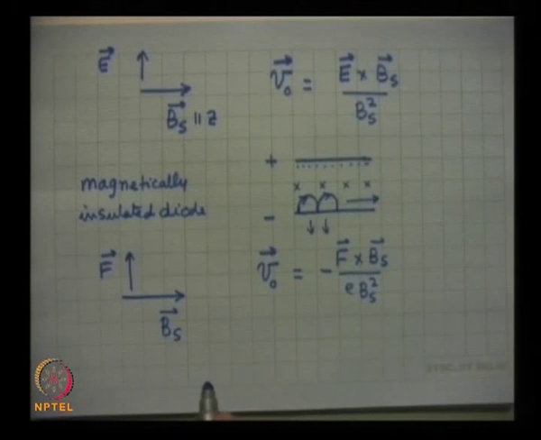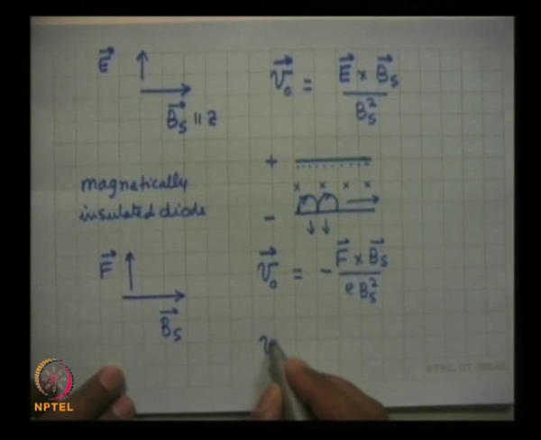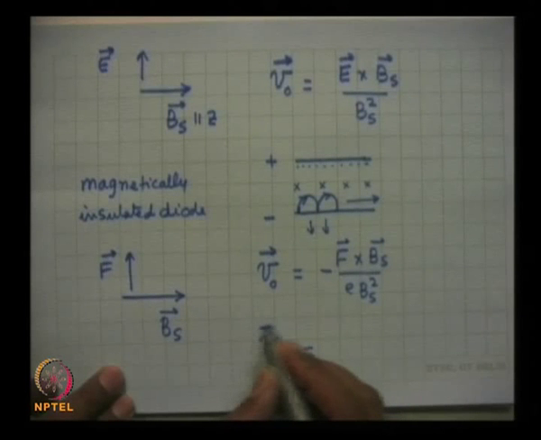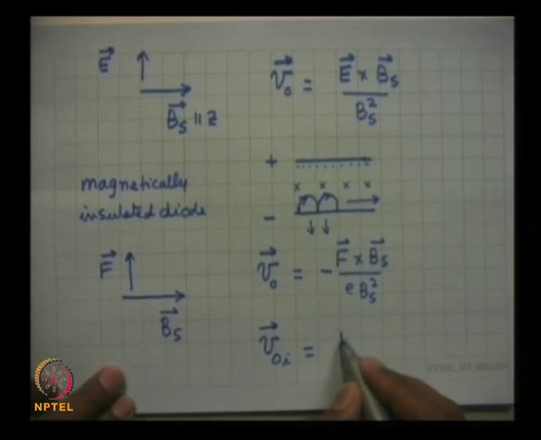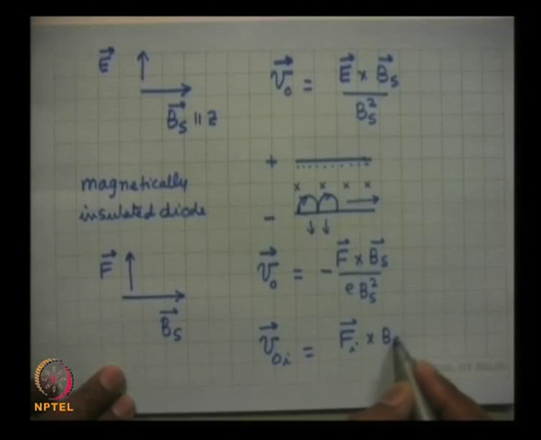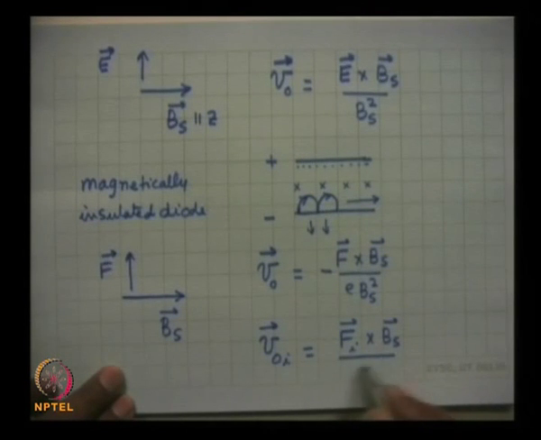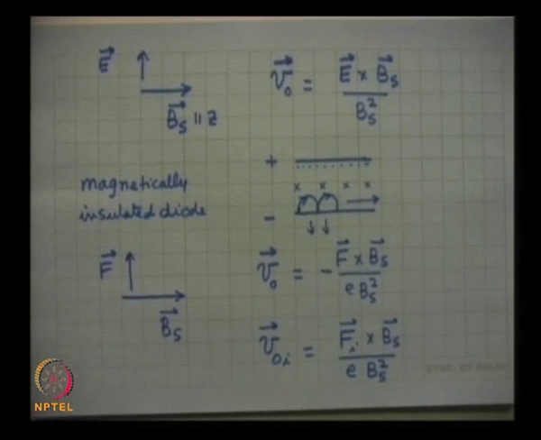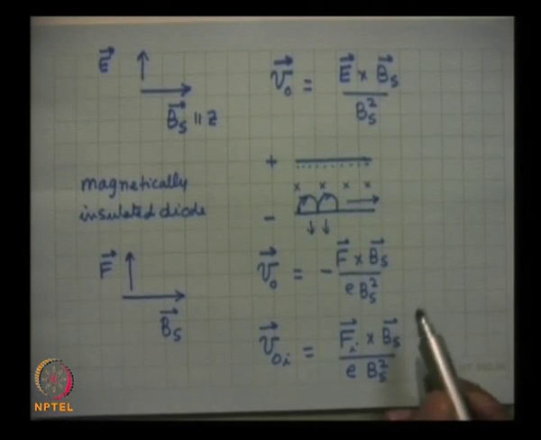And the ion drift, the DC drift component of the ion, was the force on the ions cross Bs upon the charge of the ion, magnitude-wise, into Bs square. So these two quantities are very important.